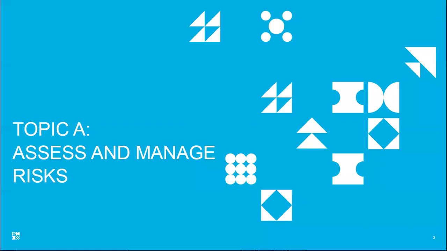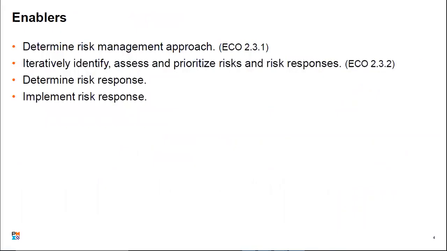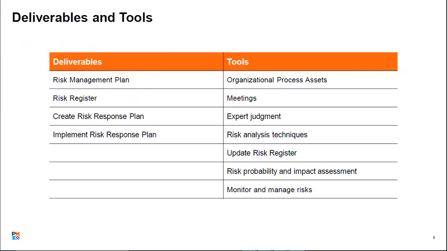We'll start this module with the first topic, which will be to assess and manage risk. The enablers here are to determine risk management approach, to iteratively identify, assess, prioritize risks and risk responses, determine risk response, and implement risk response.